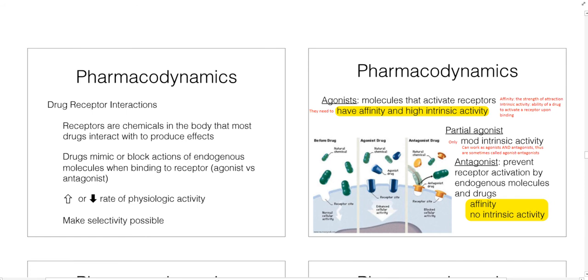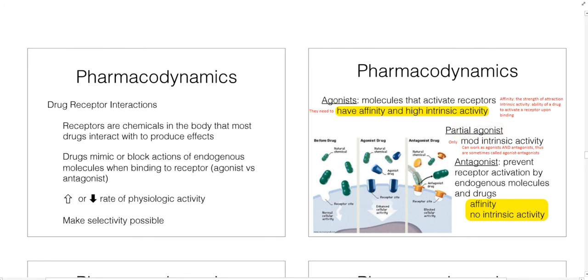Medications that are agonists are going to be ones that activate those receptors. And in order to do so, they need to have an affinity for those receptors, and they also need to have a high intrinsic activity. So the affinity is going to be the attraction. Intrinsic activity is going to be the ability of that drug to actually activate a definite positive activation of that receptor once they bind.